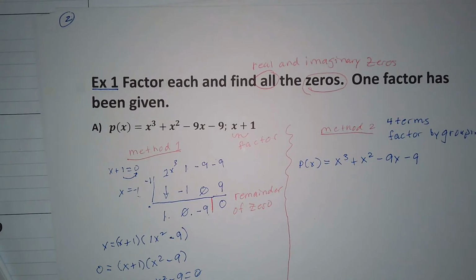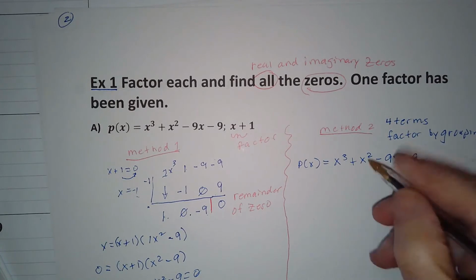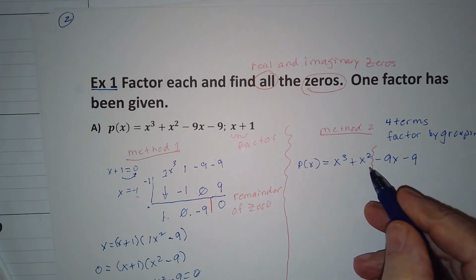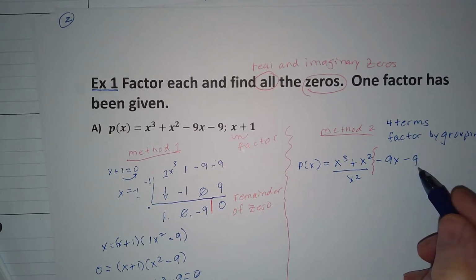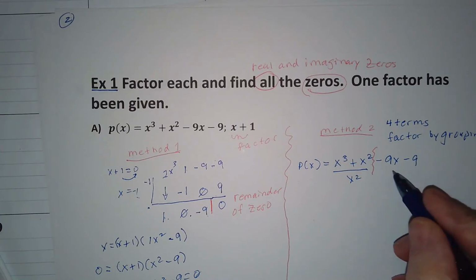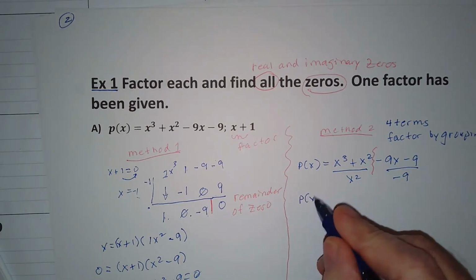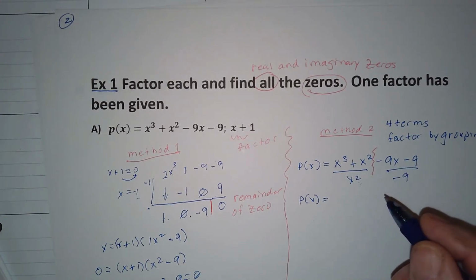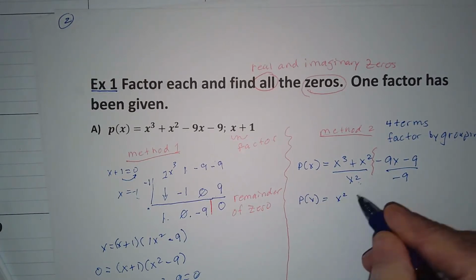And so if you look at all of this, you can see that if we divide this into 2 groups, x cubed and x squared, we can divide out an x squared. And what can we divide out of negative 9x minus 9? Well, negative 9, right? So when we do that, we get p of x equals, all right, so we've got this x squared that we're going to divide out, right?